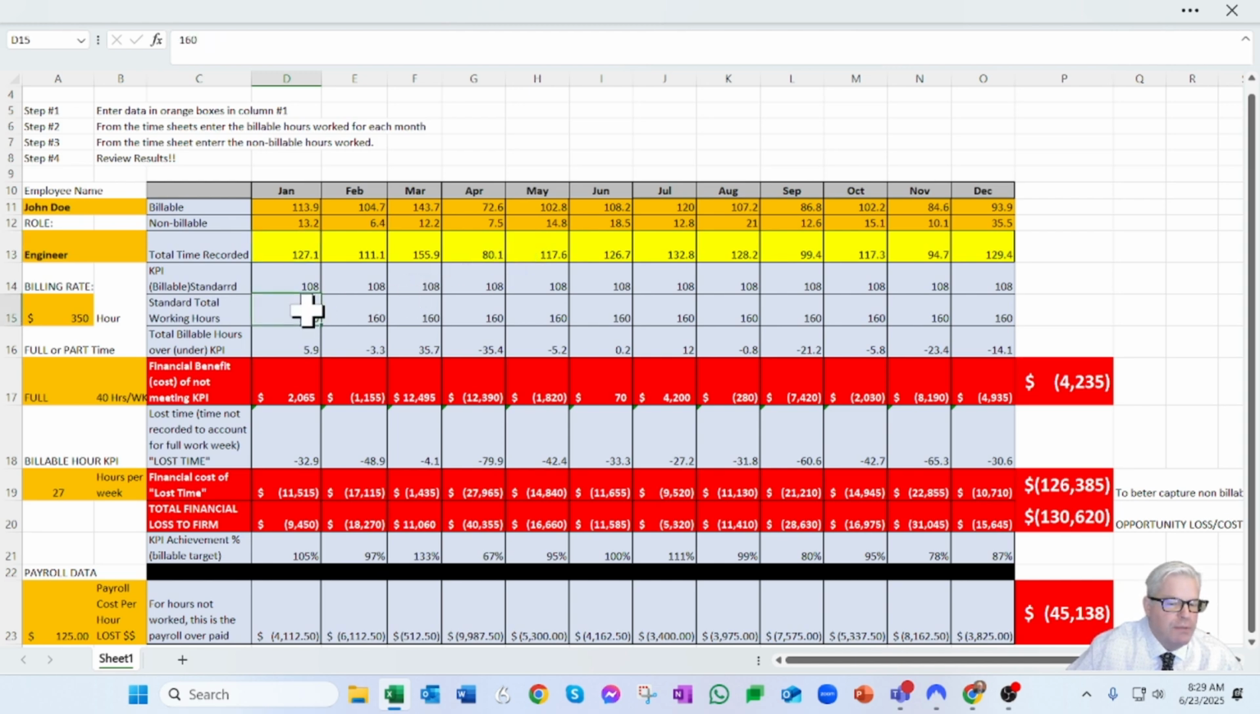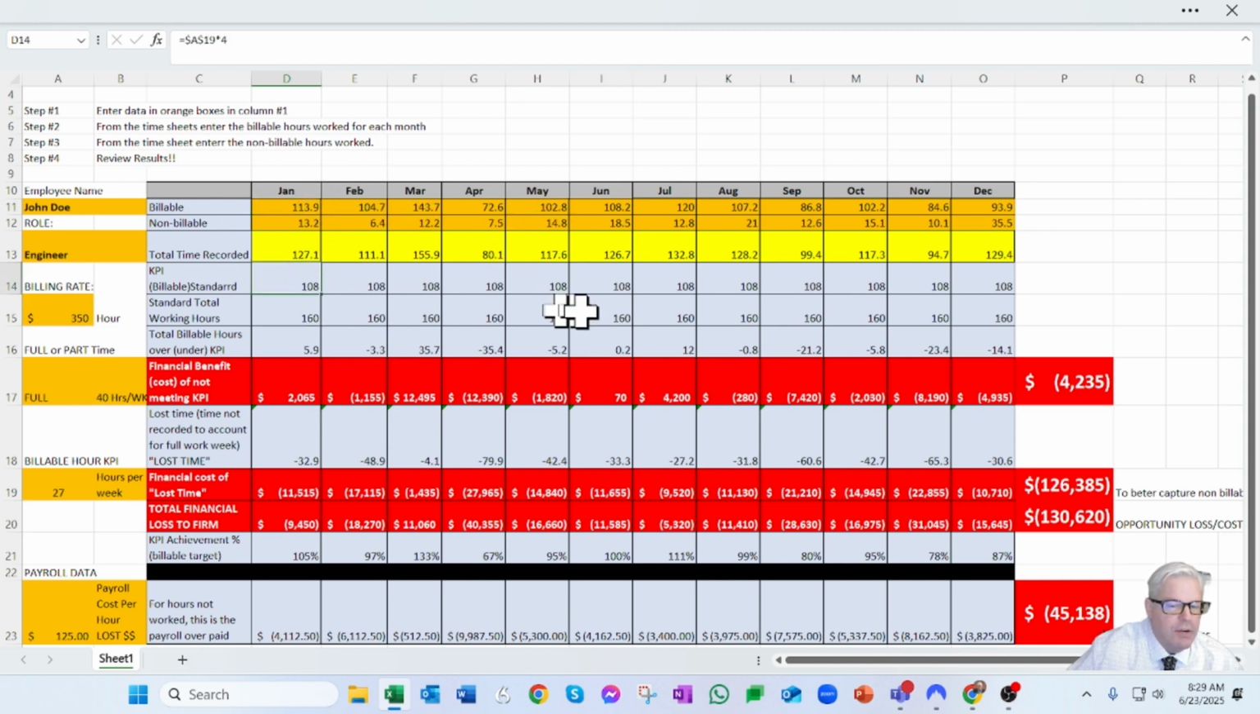Since this person is a full-time employee, they're working 160 hours per month, and they fell short of recording all of their time. So they recorded 127 out of 160 hours. We'll get to what that means and why it's important to track this. But nonetheless, let's stay focused on the KPI, or the financial benefit for achieving or not achieving the key performance indicator. We have 113 hours that were billable.